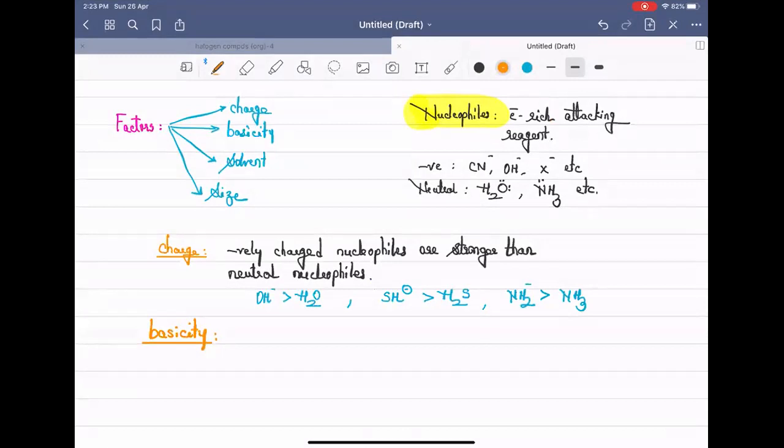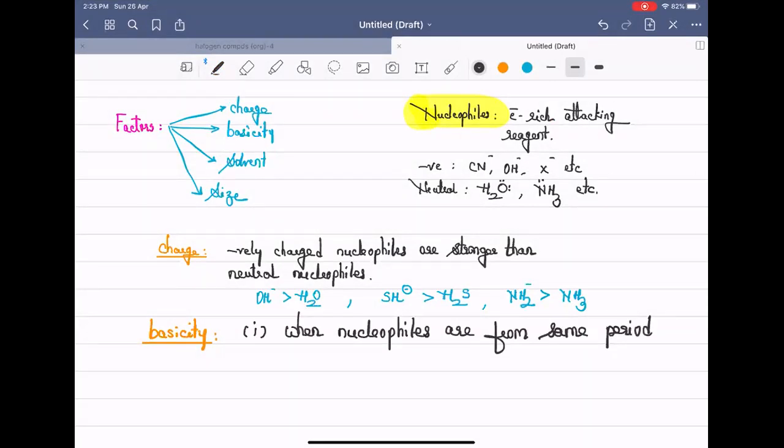Basicity. Now, when you check the basicity, this is also a very primary factor. Here there are two options. One, when nucleophiles are from the same period, basicity is always directly proportional to nucleophilicity. In fact, I could have written it the other way around, because we are checking the strength of nucleophiles: nucleophilicity is directly proportional to basicity.